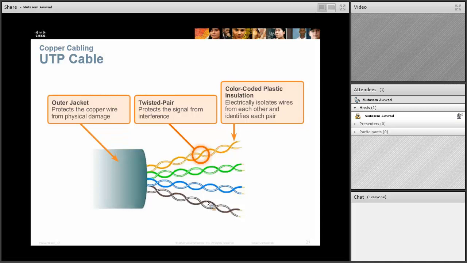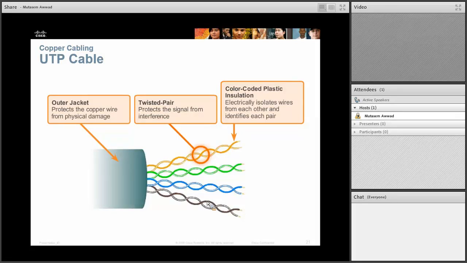So we're really not concerned with the twists. You are going to go out and buy them, and they are going to be set with the twists and everything that you need. So again, why do we twist the wires in an unshielded twisted pair cable? To make sure we cancel the magnetic interference that's caused by the wires themselves.